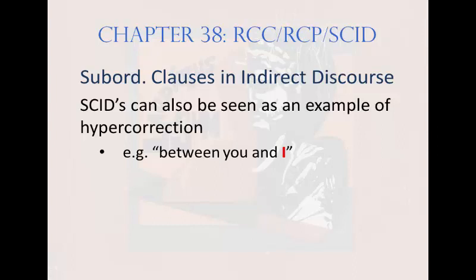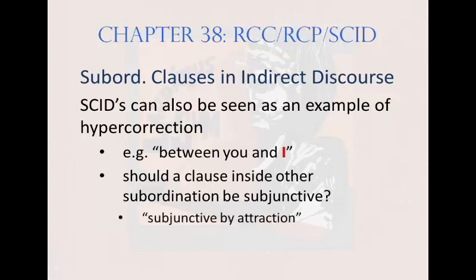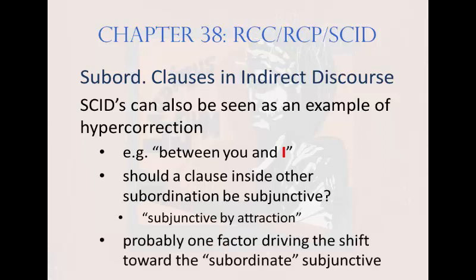Which raises an important issue. If a clause is inside some sort of construction which doesn't have an indicative verb, should the clause be non-indicative too? Should it be subjunctive just because its immediate neighbors are? Just exactly this happens sometimes in Latin, a principle grammarians call subjunctive by attraction. Almost certainly another factor driving SCID, and indeed the whole shift in the use of the subjunctive as a way of indicating subordination, not just uncertainty.